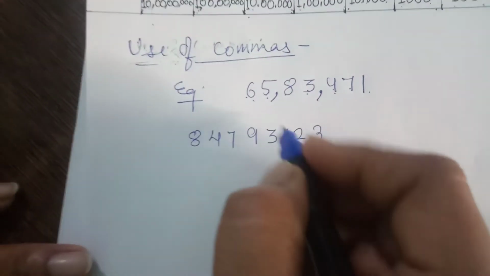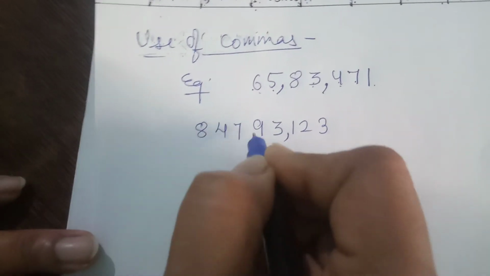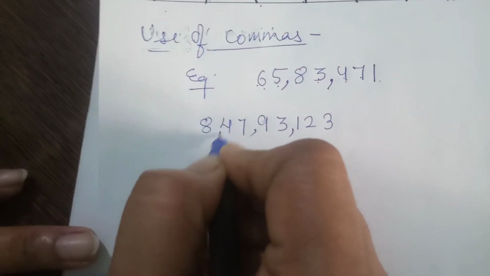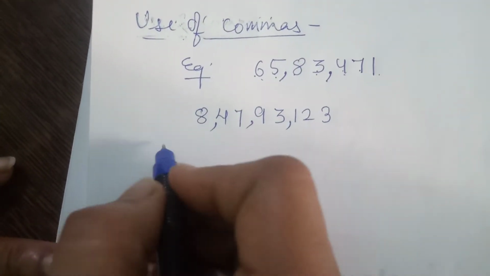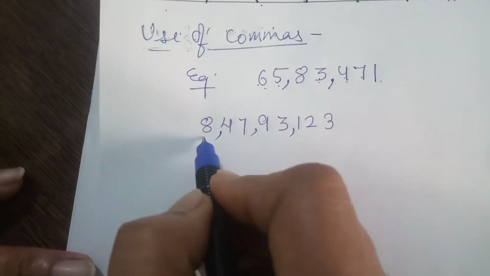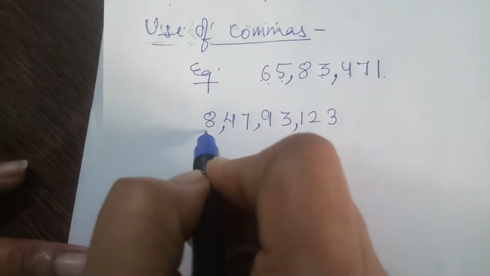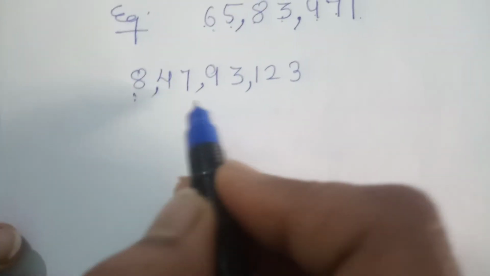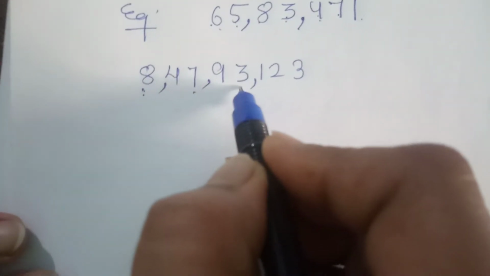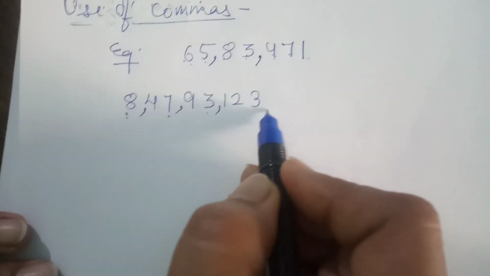Similarly, take one more example. 84793123. Now, how do we put the commas? Before the first period, second period, and third period. Now, how do we read this number? 8 crore 47 lakh 93,123.